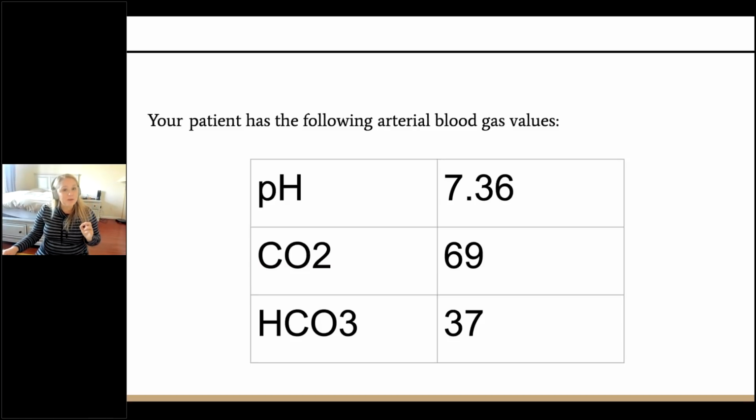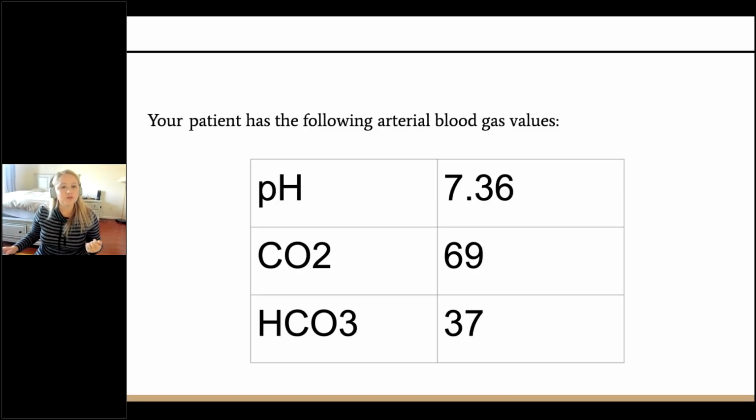Now for step 3, we have to figure out what caused the problem. Is this metabolic or respiratory? Excellent. It's definitely respiratory. When we evaluate our bicarbonate, it's too high, too much base. That would cause alkalosis, a high pH. And we just said we have an acidosis. So my bicarb does not match my pH.